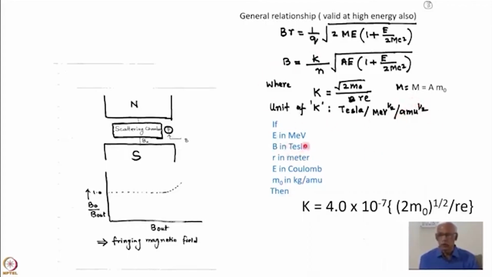Now, when you are doing an experiment, you would like to calculate quickly. So if you put energy in MeV, B in Tesla, R the radius of curvature in meters, C in Coulomb, and M0 in kg per mu, then K is equal to 4 times 10 to the power minus 7 times the root of that. So this takes care of all the constants.